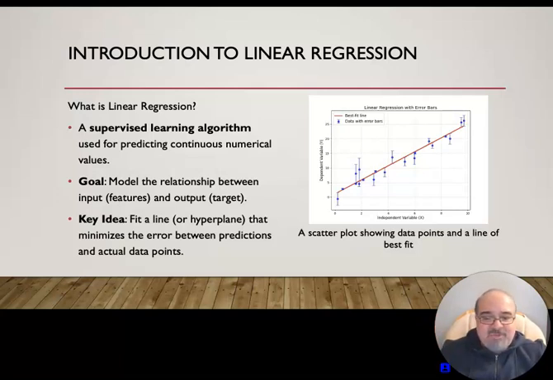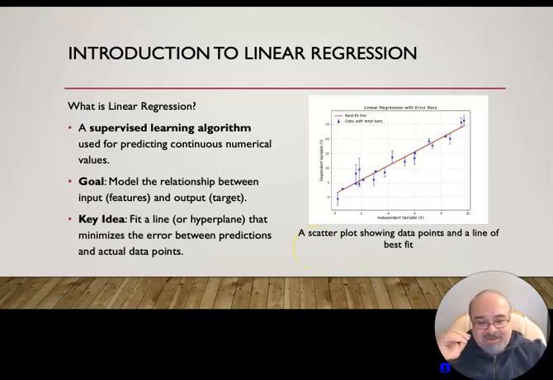The line of best fit minimizes the error between the predictions, as you can see here, and the actual data points. An example might be trying to predict house prices based on square footage. Maybe that's the example that we have over here. Linear regression will find the line that best explains the relationship between the two variables.